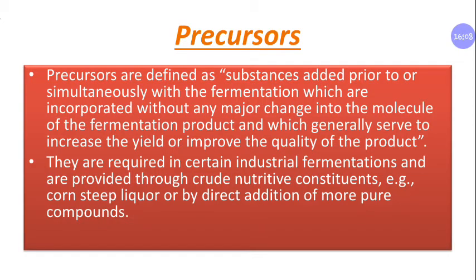Precursors. These are defined as substances which are added prior to or simultaneously with the fermentation and are incorporated without bringing any major change to the molecule of the fermentation product, and are generally used to increase the yield or to improve the quality of the product. They are required in certain industrial fermentations and provided through crude nutritive constituents, for example corn steep liquor, or by direct addition of more pure compounds.